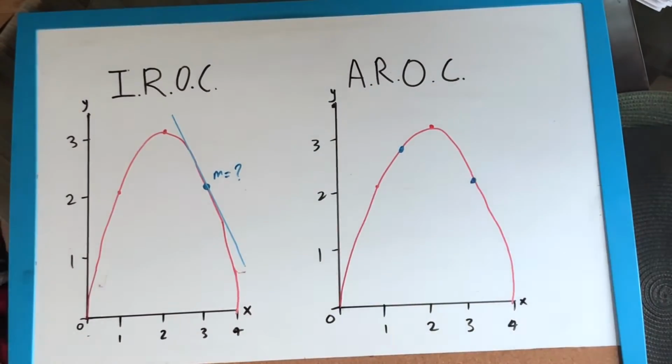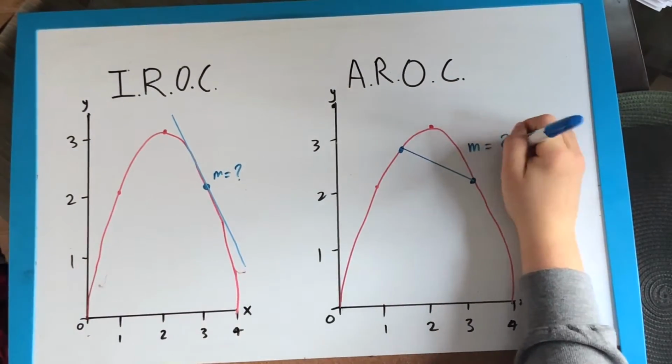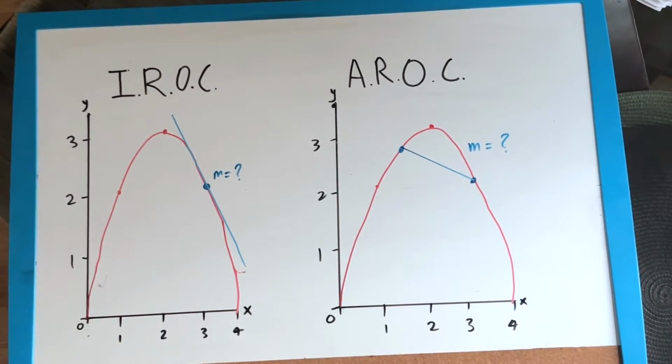AROC, on the other hand, is fairly different. It is when we calculate the average rate of change over a certain period of time.